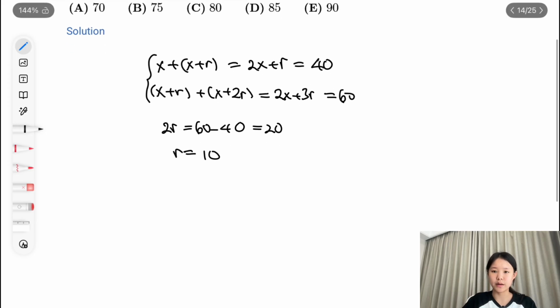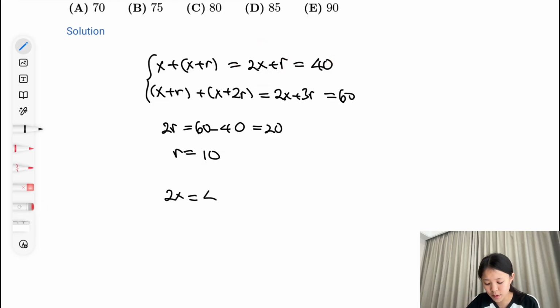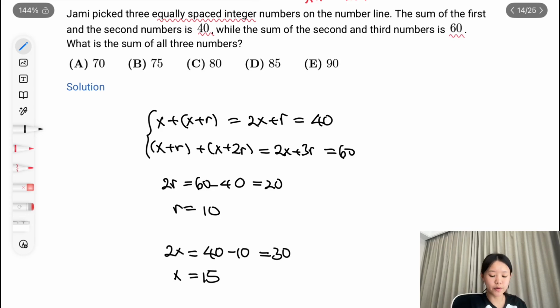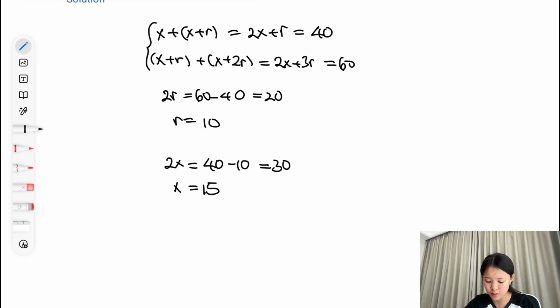So we can bring that back in because we have our first equation of 2x plus r equals 40, right? So that means 2x equals 40 minus 10 equals 30, and x equals 15. So then they asked us, what is the sum of all three of these numbers? So you would have 15, and then 25, and then 35, right?